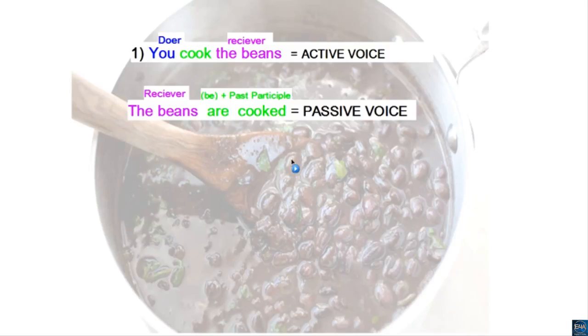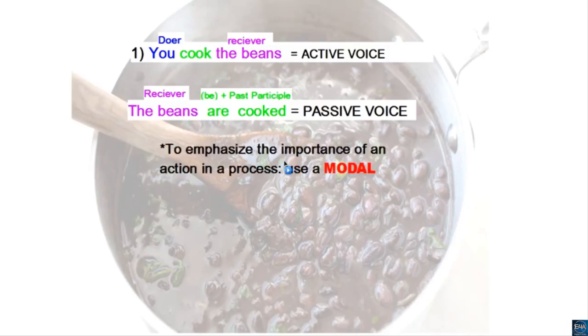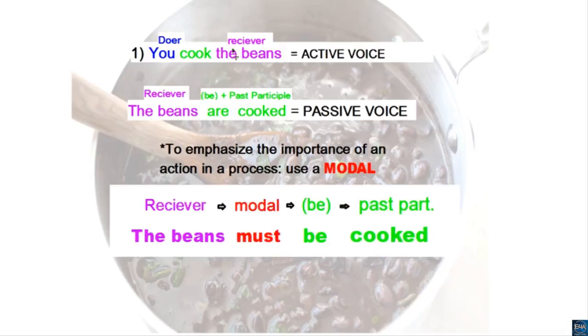Good. Now, to emphasize the importance of an action in a process, use a modal. So basically I'm asking, is this action important? The beans are cooked. Is this extremely important when I want to make gallo pinto? Of course it is. It's extremely important. It's absolutely necessary. And I can express that emphasis using a modal. So for example, the beans must be cooked. Okay? They must be cooked. So I'm using my modal "must" to emphasize the importance of the action, that cooking the beans is very necessary, and "must" is like an obligation.